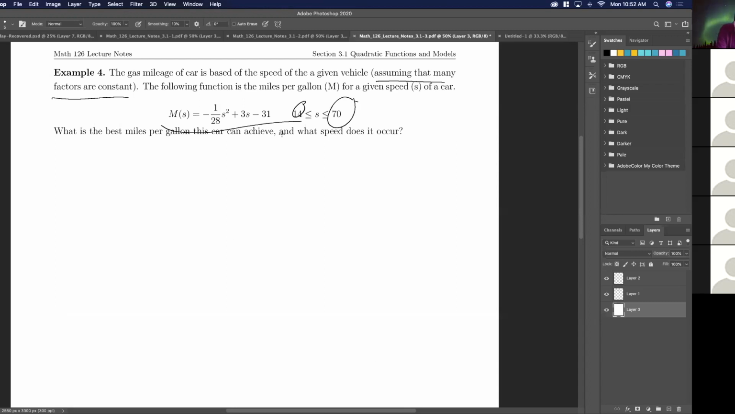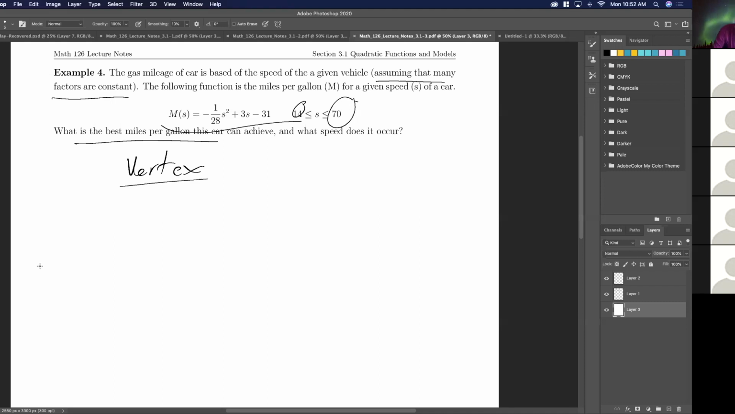So if we want to know the best miles per gallon we can achieve and at what speed this occurs, what do we want to know? We just want to know the vertex of this, right? This is a quadratic form, so all we care to know is the vertex. Aerodynamics, yes, the aerodynamics of the car. If I put a mattress on top of my car, it doesn't really change the weight, but it destroys the aerodynamics, right? So there's a lot of things here.